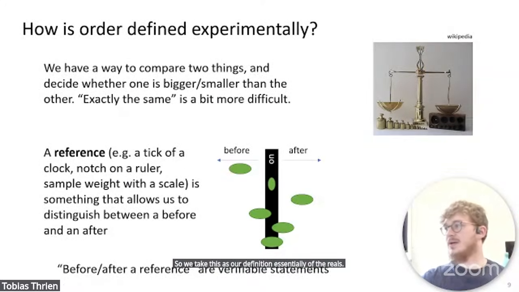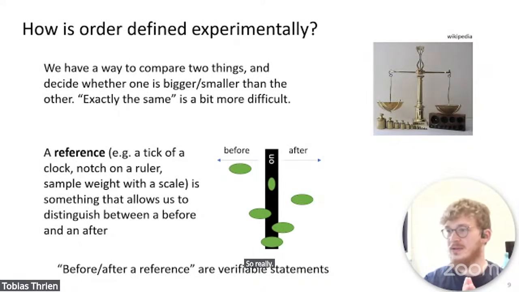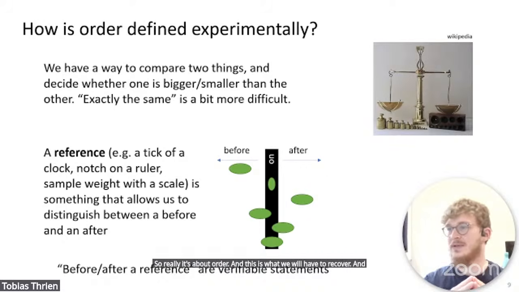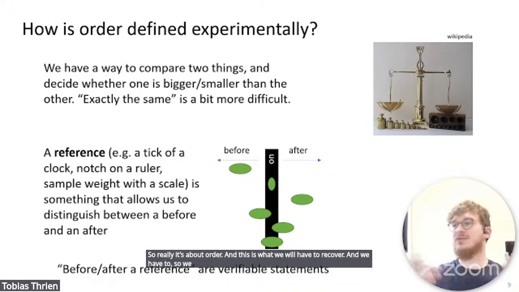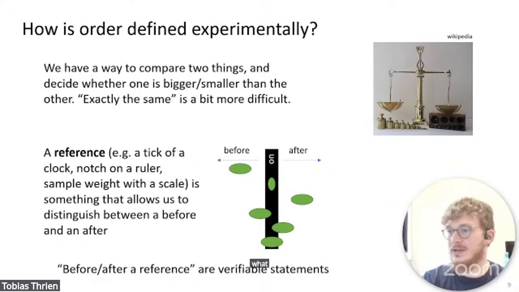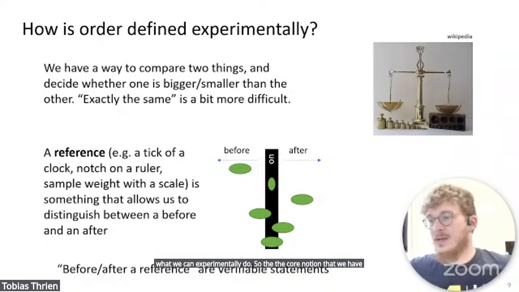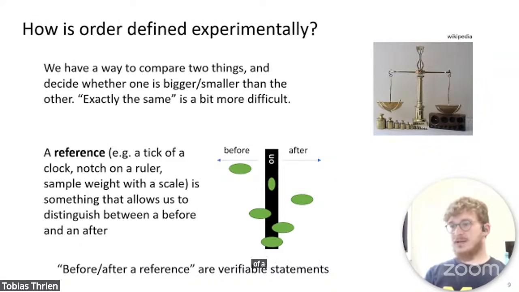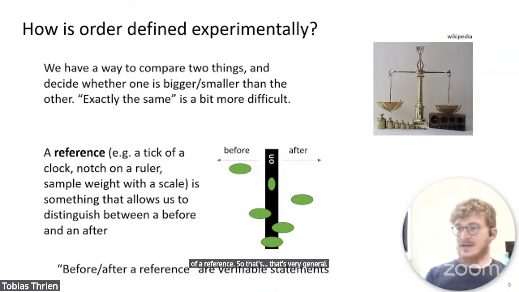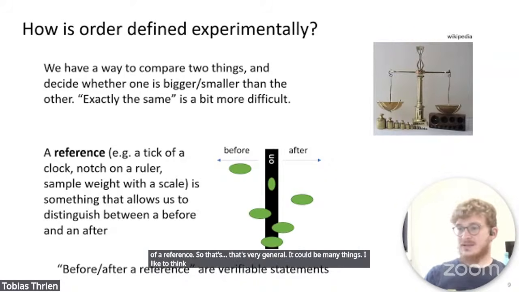So really it's about order, and this is what we will have to recover. We will define how this order emerges from what we can experimentally do. So the core notion that we have is that of a reference. That's very general. It could be many things. I like to think of it as the notch on a ruler.